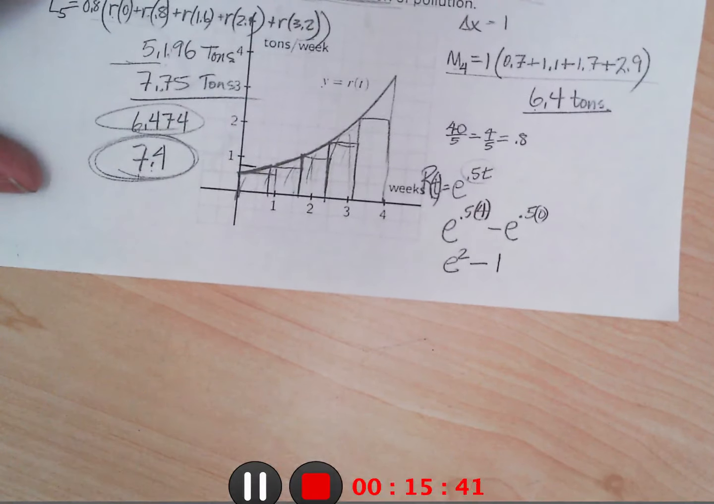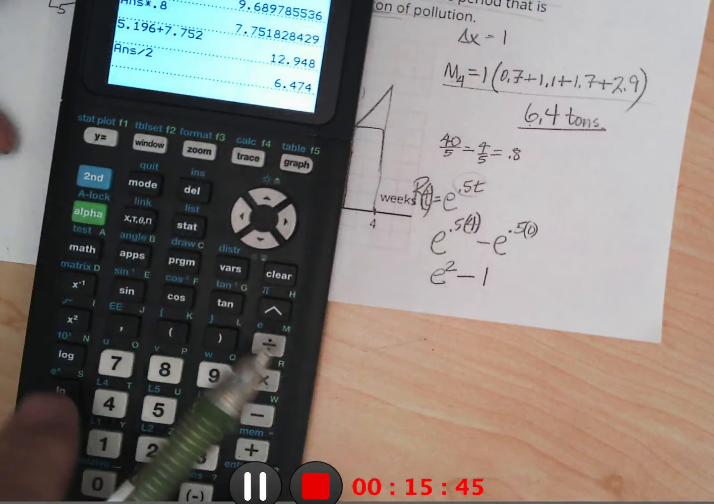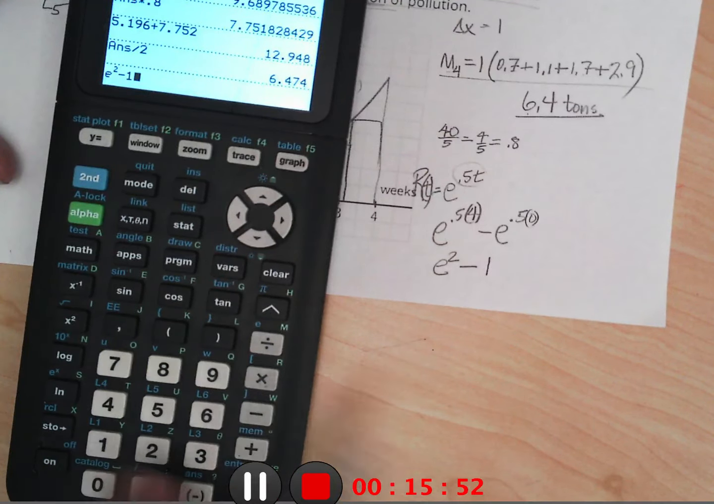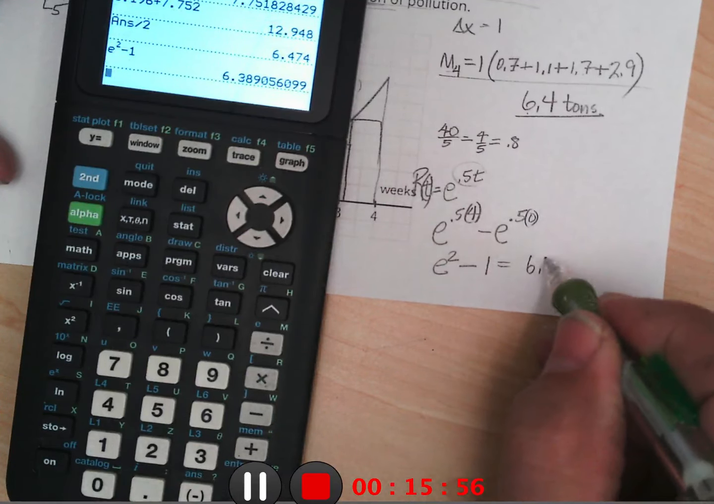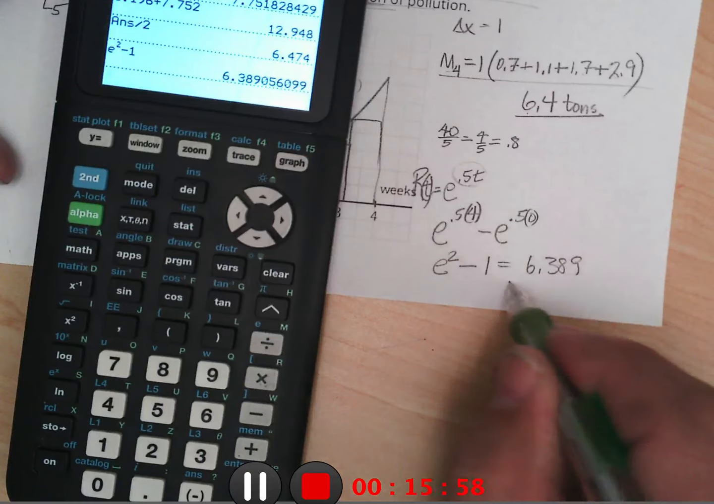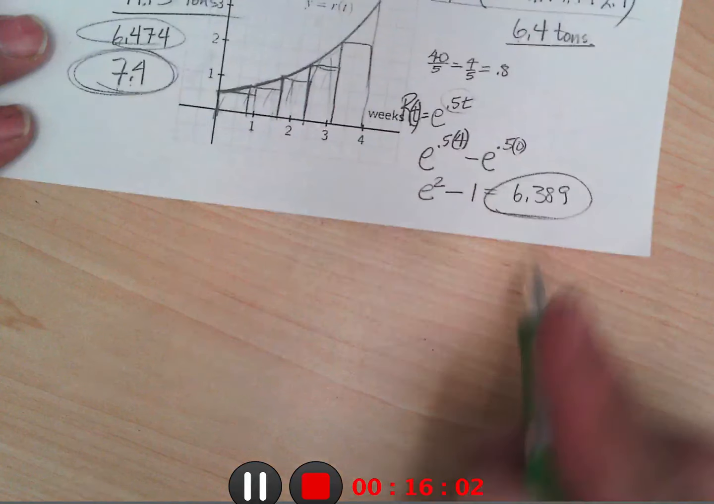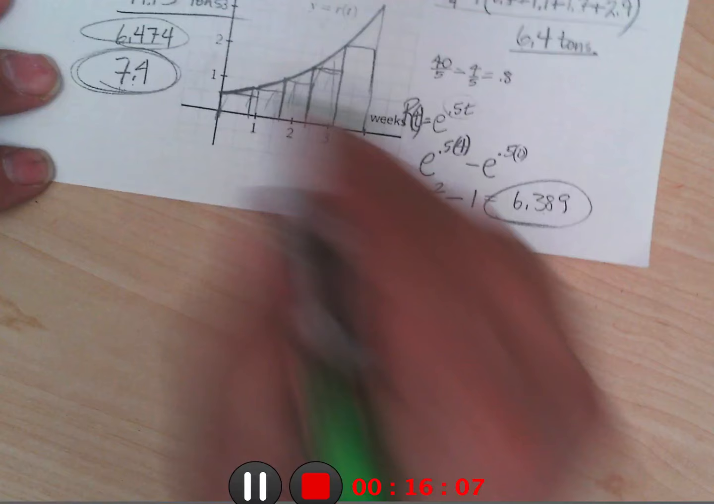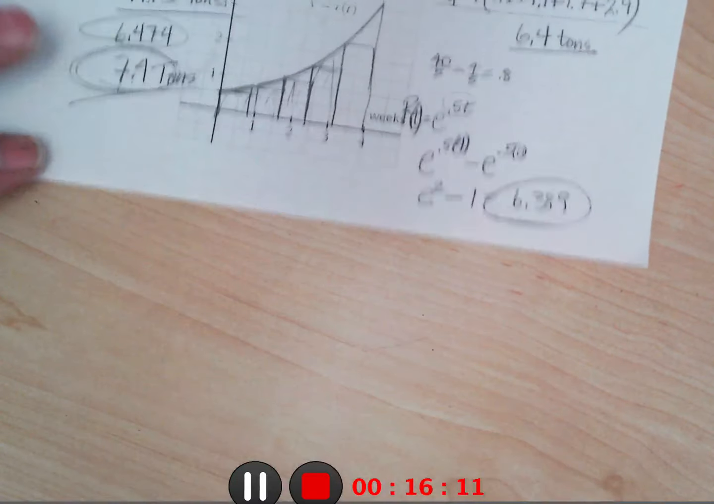So I get e to the 2 minus e to the 0, which is e squared minus 1. I get 6.389, and if I'm trying to do within a ton, that would be 7.4, was still approximately right for the most off by a ton max. Okay?